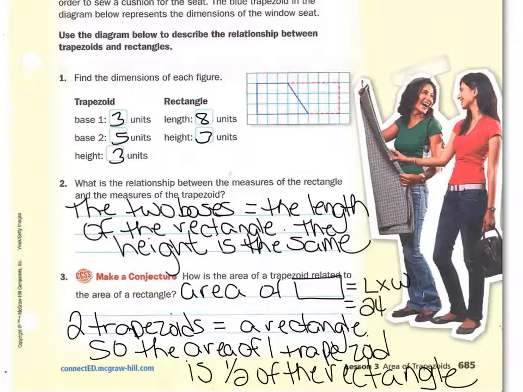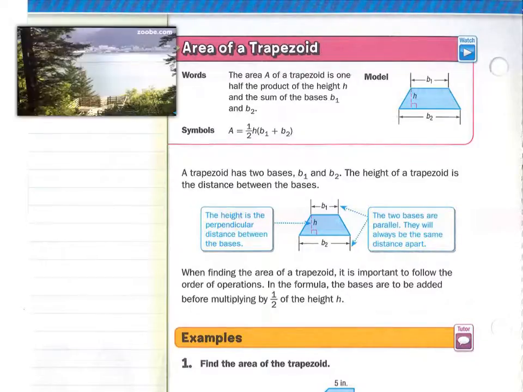Okay, make sure you've written all of this down, and then when you finish, go ahead and go to your next page. Okay, it's time for our buddy Stuart, scuba-diving squirrel, to join us, and he is going to give you the definition of the area of a trapezoid.